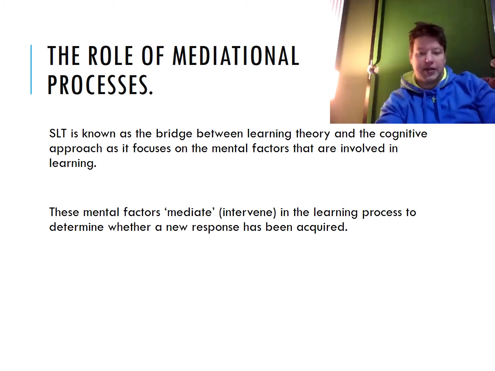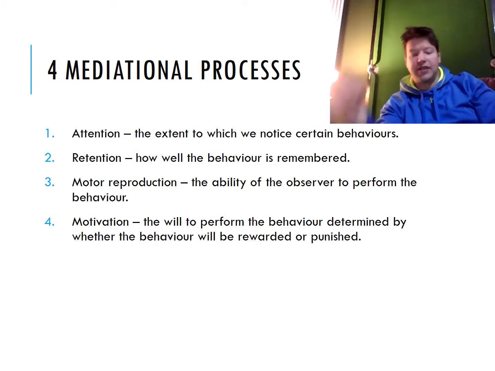And I'll try and explain this to you. Here it is, so there's 4 of them. Attention, the extent to which we notice certain behaviours. Retention, I'll go back over these in a second, how well the behaviour is remembered. Motor reproduction, the ability of the observer to perform the behaviour. And motivation, the will to perform the behaviour.